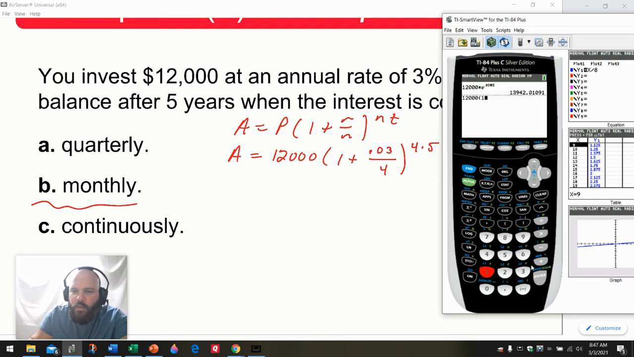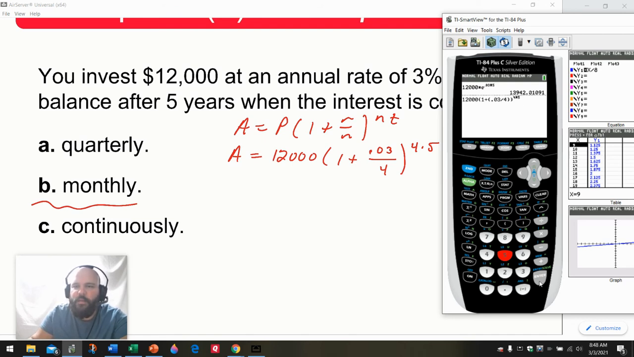So I'm going to write 1 plus, and then I'm going to put another set of parentheses, and I'm going to write 0.03 divided by 4, close that parentheses, close the other set of parentheses, and then I'm going to write to the, and then I'm going to put in 4 times 5. Now, as I told you guys before, if you're using a TI-83 and it only shows the caret and it doesn't put you up high like it does on mine, you will need to have a set of parentheses around the 4 times 5 as well.